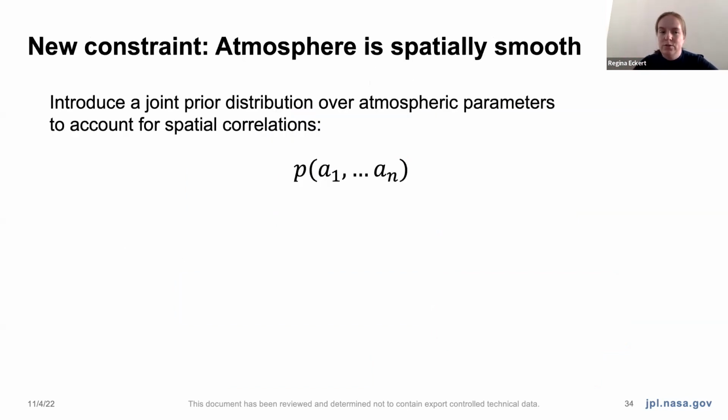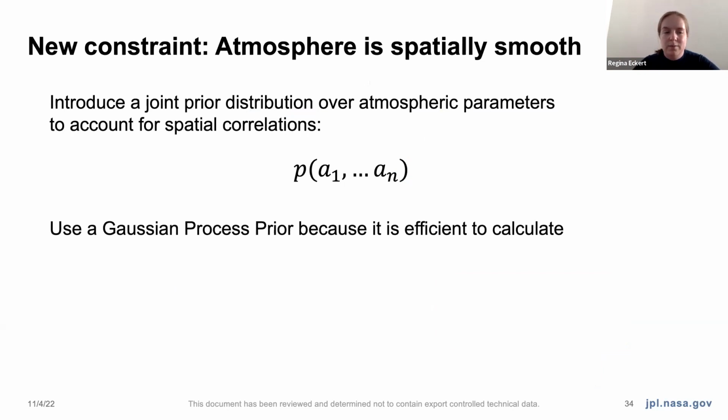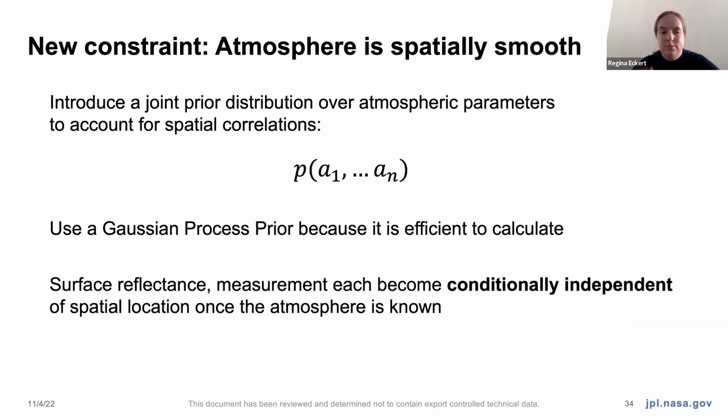Now we're going to introduce this new constraint that our atmosphere is spatially smooth. So we're going to introduce this joint prior distribution over all of our atmospheric parameters across the image to account for those spatial correlations. And we're going to decide to use a Gaussian process prior because that's efficient to calculate. That doesn't necessarily mean it's what you have to do, but you can. There's many ways you could implement this. And when we have this joint prior distribution that we introduce, our surface reflectance and our measurement each become conditionally independent of spatial location once our atmosphere is known.